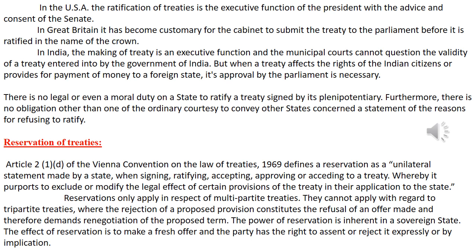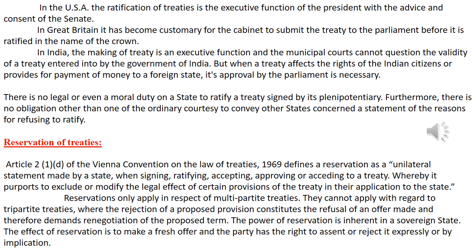So, this is ratification of the treaties. Let us move to reservation of treaties. Article 2, Clause 1(d) of the Vienna Convention on the Law of Treaties defines a reservation as a unilateral statement made by a state when signing, ratifying, accepting, approving or acceding to a treaty, whereby it purports to exclude or modify the legal effect of certain provisions of the treaty in their application to the state.